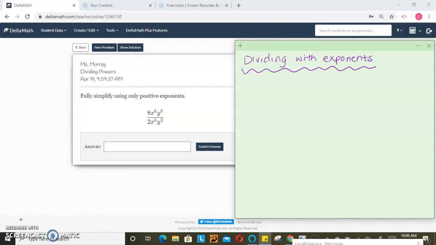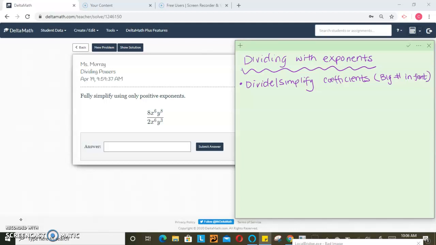expressions. So the first thing, it's actually very similar to multiplying, is we're going to deal with our coefficients or big numbers in front. So we're going to divide or simplify because it'll usually be in a fraction, so sometimes it won't divide evenly, coefficients. And just as a reminder, a coefficient is that big number in front.